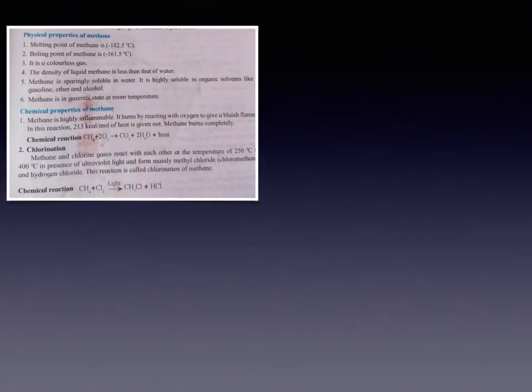Next we shall see physical and chemical properties of methane. Melting point is minus 182.5 degrees Celsius. Boiling point is minus 161.5 degrees Celsius. It is a colorless gas. The density of liquid methane is less than that of water. Methane is sparingly soluble in water. It is highly soluble in organic solvents like gasoline, ether, and alcohol. It is in gaseous state at room temperature.